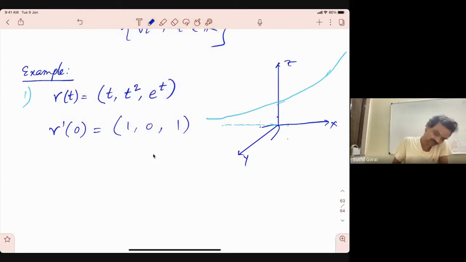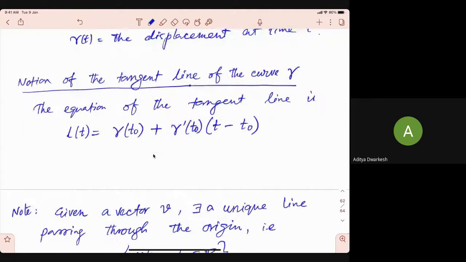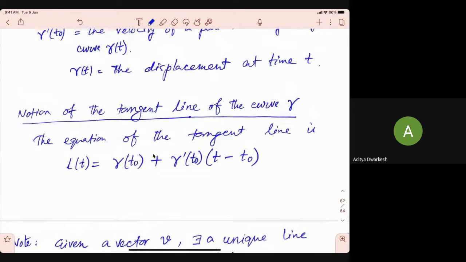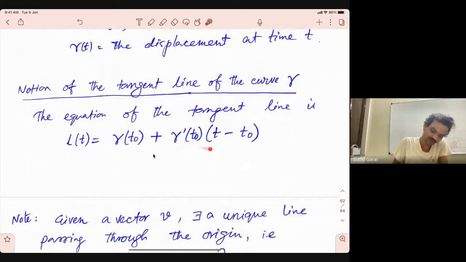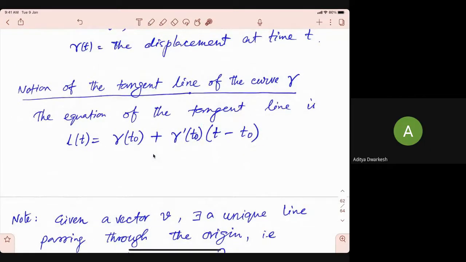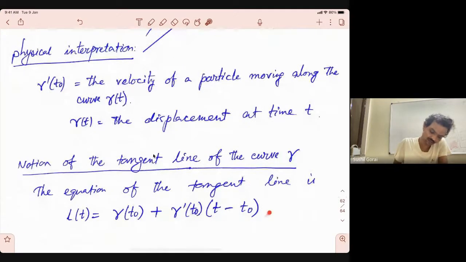Yes, sir, could you just go back up to the tangent part? I didn't quite get why we have t minus t naught. So you don't quite get this one, t minus t naught. So t minus t naught is this. So what is this? This one, right?